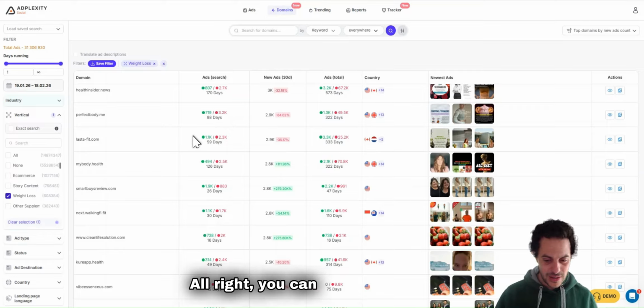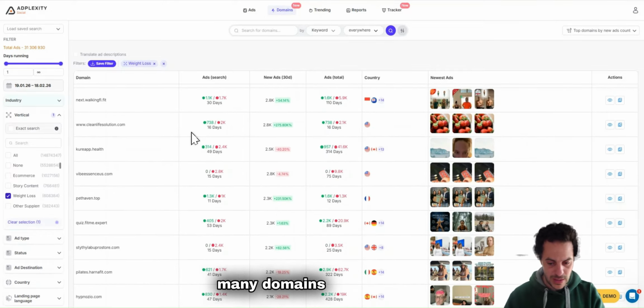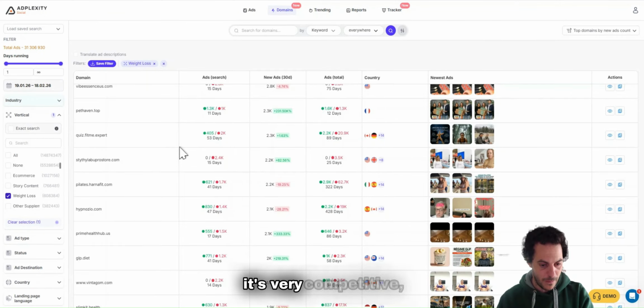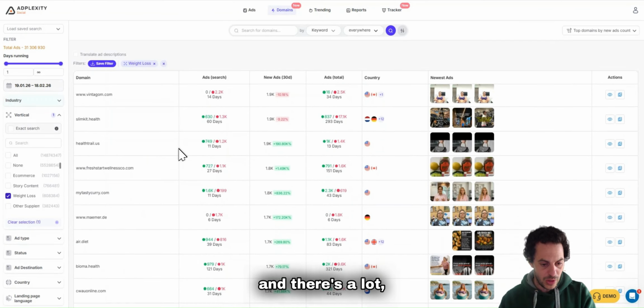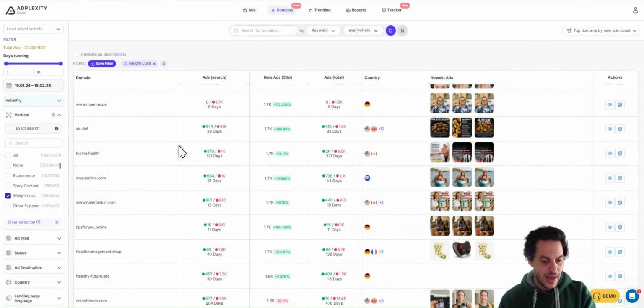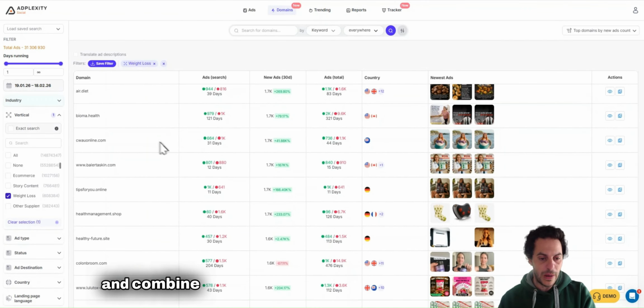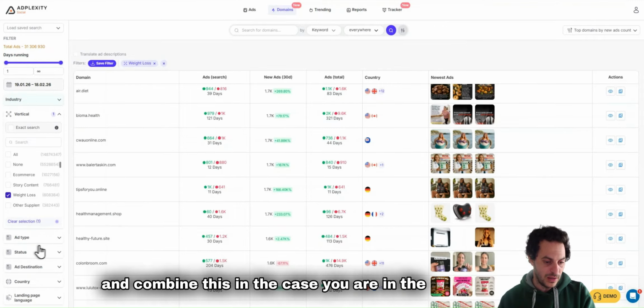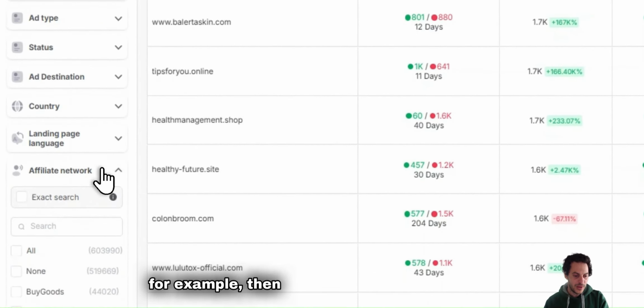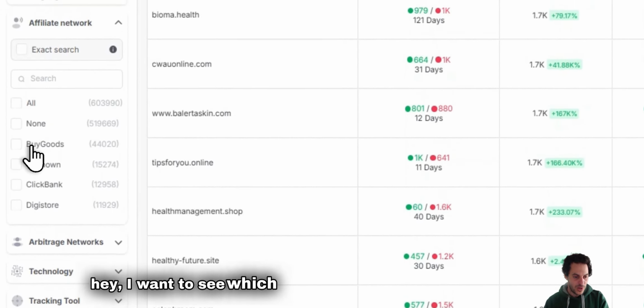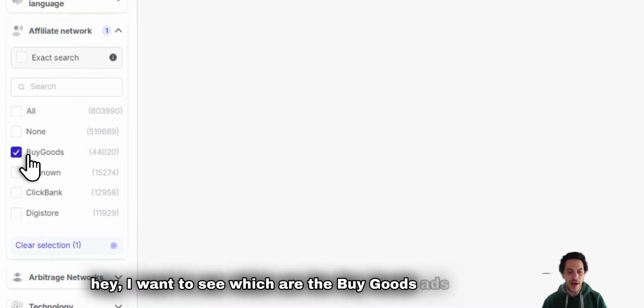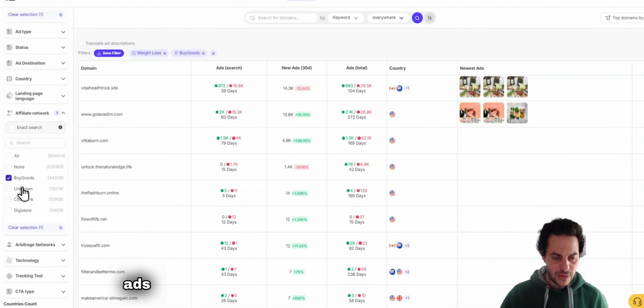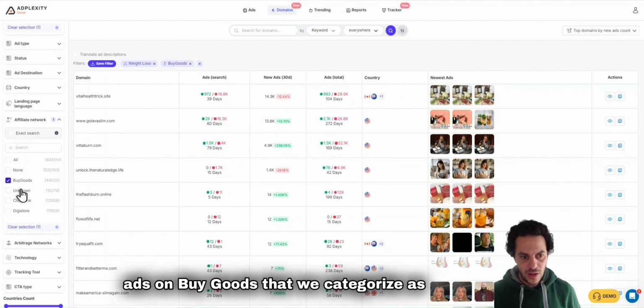All right, you can see there's many domains in the space. It's very crowded, it's very competitive, and there's a lot you can actually see. Another thing we can do and combine this, in case you are in the affiliate space, for example, then you can come here and say, hey, I want to see which are the BuyGoods ads in this space. We have 44,000 ads on BuyGoods that we categorize as weight loss.